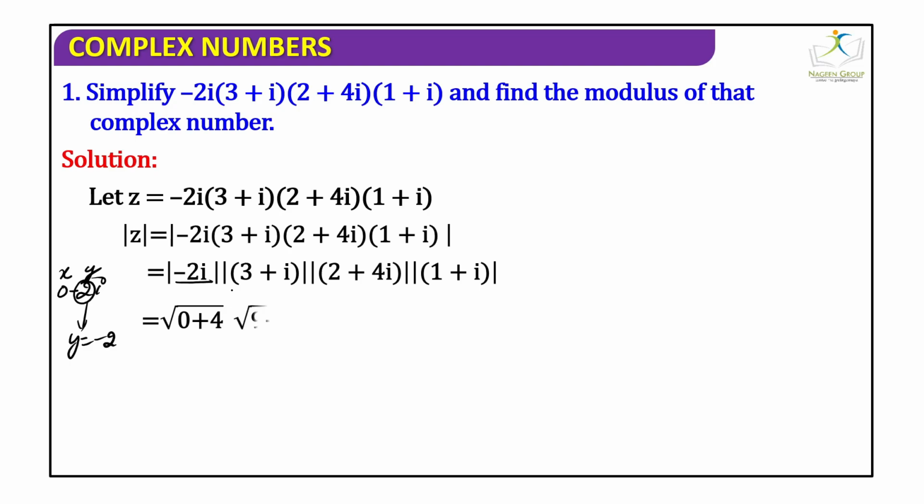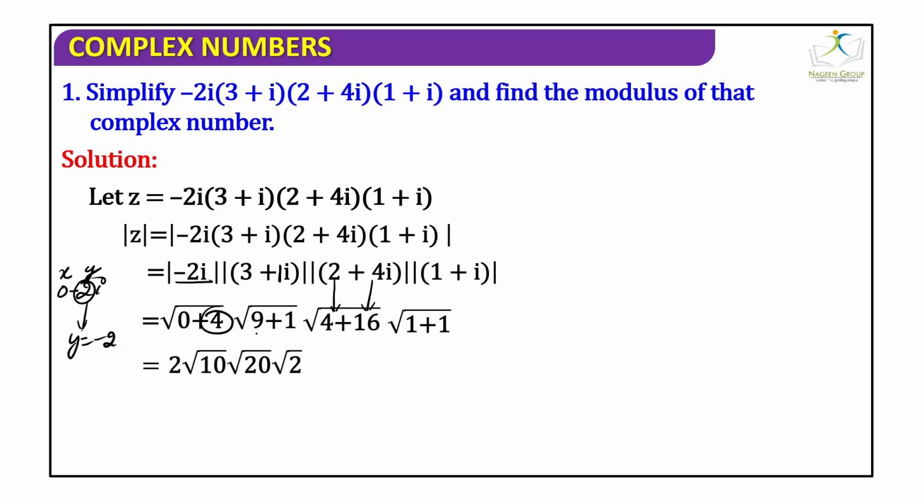Under root of another part, that is 9 plus 1. How? This 3 square plus 1 square. Next is, here it is equals to under root of 4 plus 16. 2 square which is equal to 4 and 4 square, that is equals to 16. Under root of 1 plus 1. So this will be equal to 2, under root 10, then under root 20 and under root 2. Now let's multiply it.